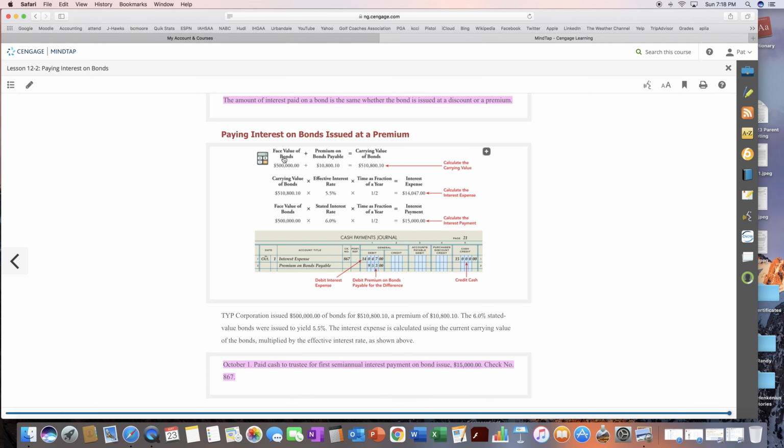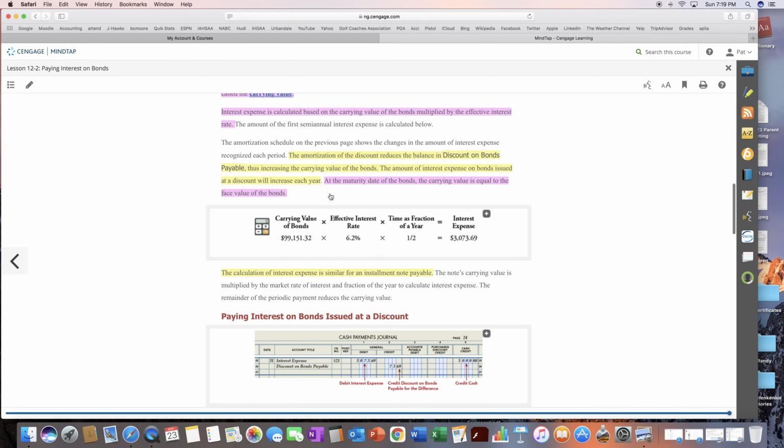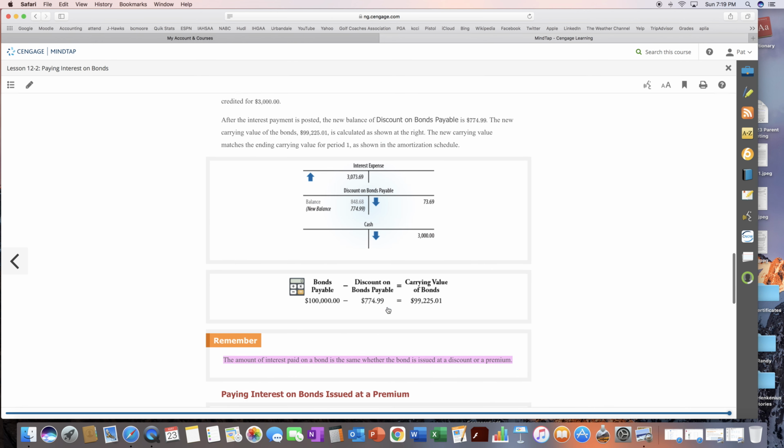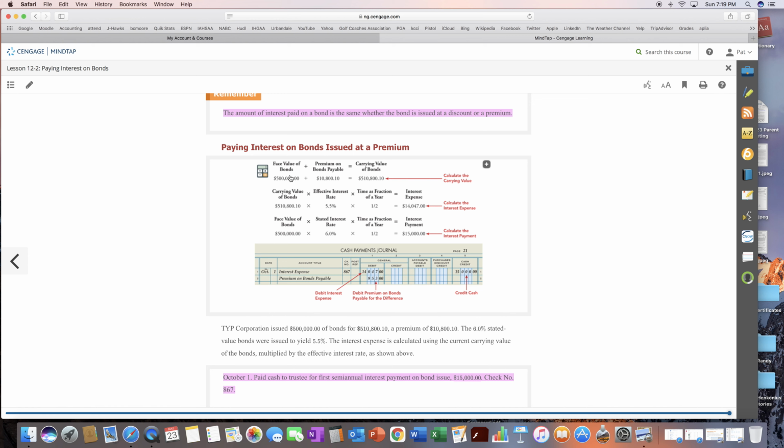So here's an example of paying on a premium. The face value of this, and the bonds are done on a premium, so we know the carrying value. Once you get the carrying value, you take the carrying value times the effective interest rate, which is the same as what we did up here: carrying value times the effective interest rate times the time. So it's the same thing. But with a premium, we add the amount to the face value and get the carrying value.